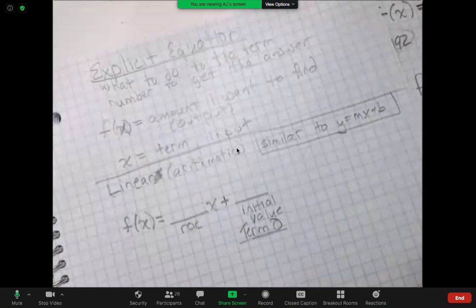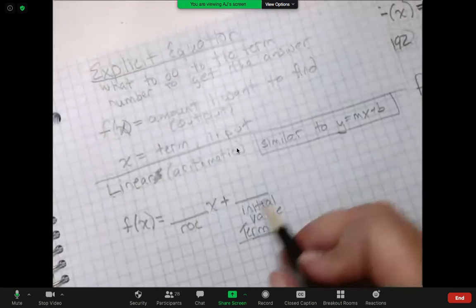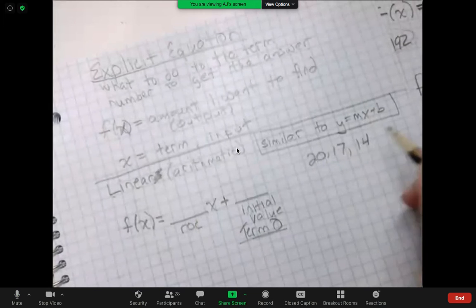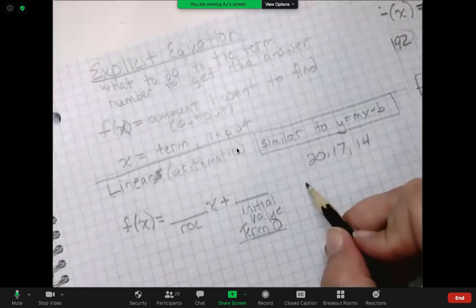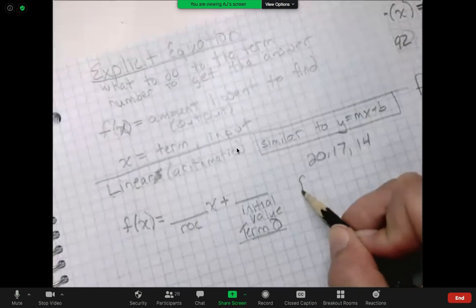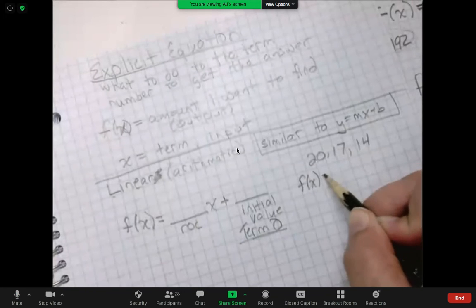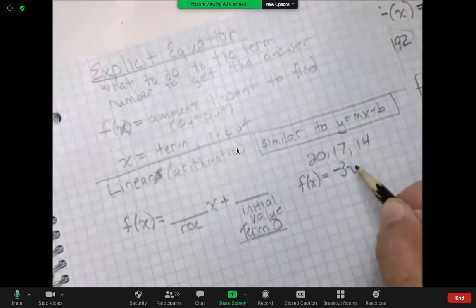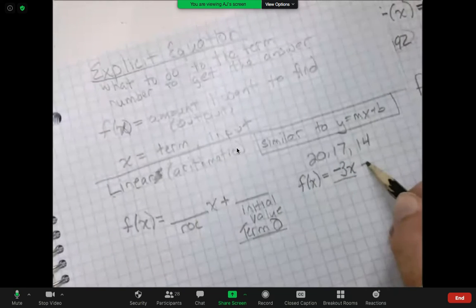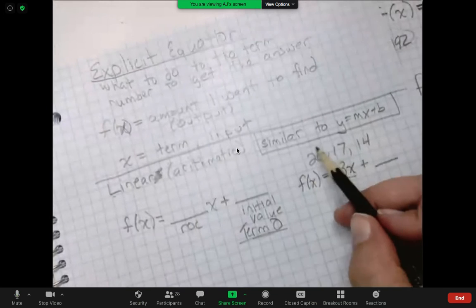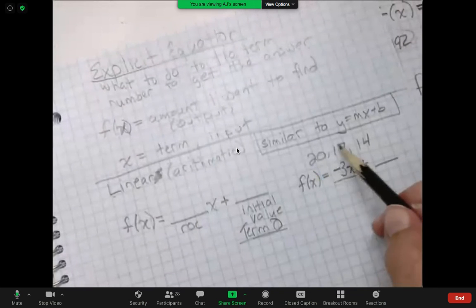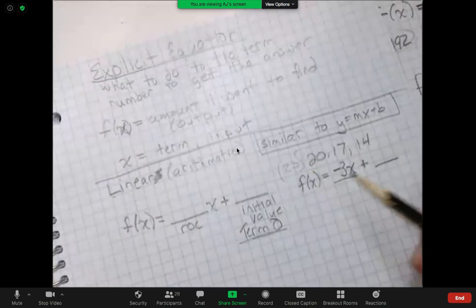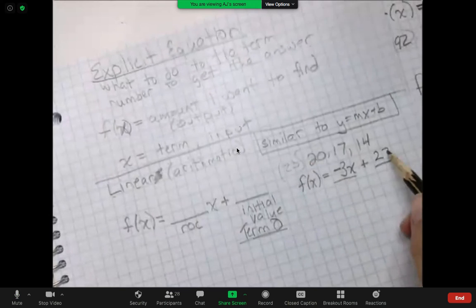So let's use the one that we had before, which was 20, 17, 14. And if we want to write the equation for this one, we would write f of x equals, and remember our rate of change was -3, so -3x. And then we had to find the initial value by working backwards. So since it's a -3 rate of change, I got to add 3 to get term 0. So plus 23.